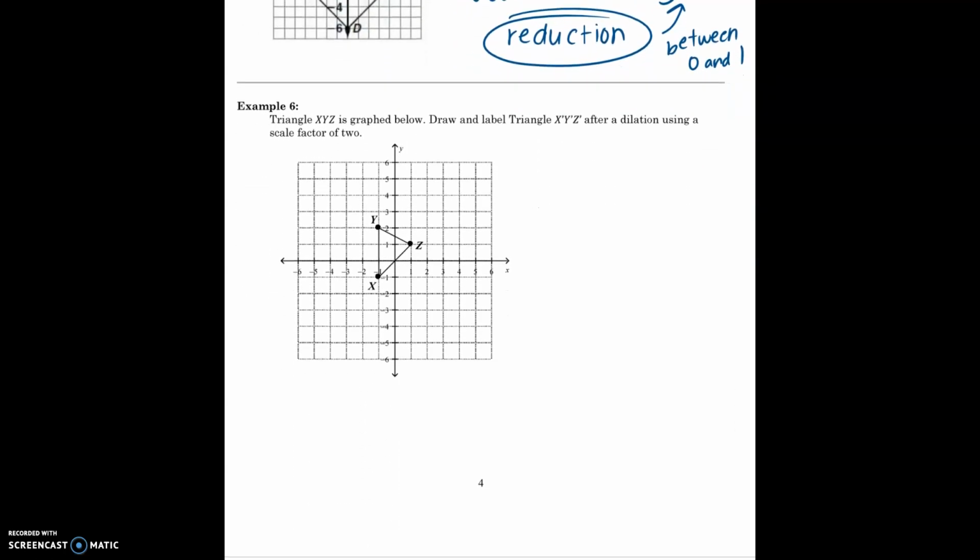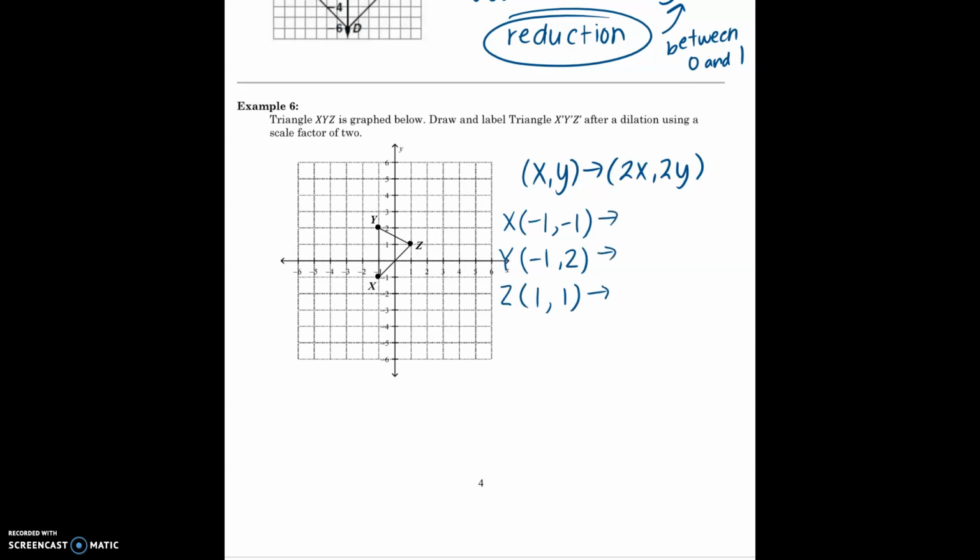All right, last example here, we have triangle XYZ graphed below. Draw and label the triangle X prime, Y prime, Z prime after a dilation using a scale factor of 2. The rule we will follow is (x, y) arrow (2x, 2y). We can first start by listing out our coordinates of the pre-image. For X, we have -1, -1. For Y, we have -1, 2. And for Z, we have 1, 1.